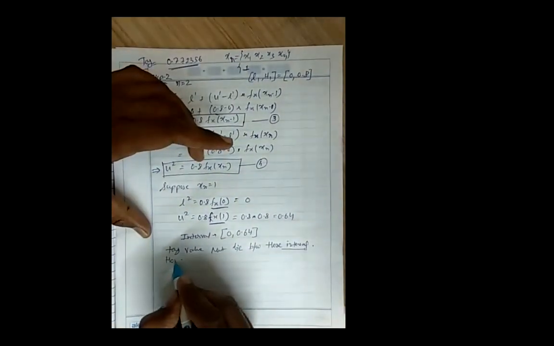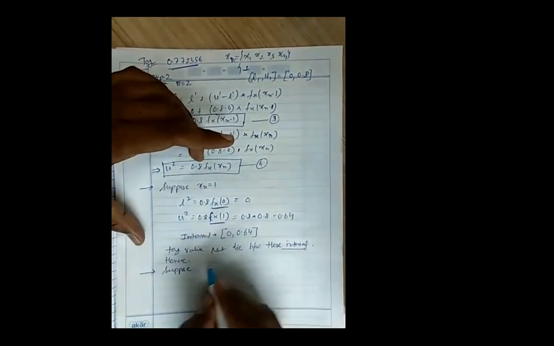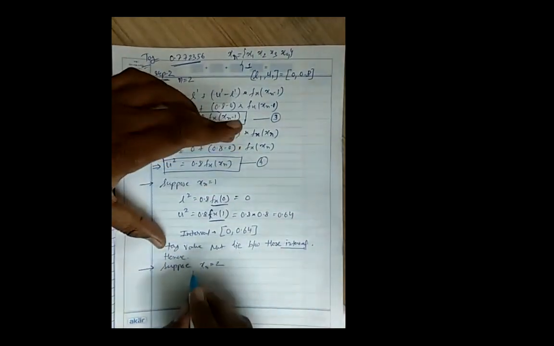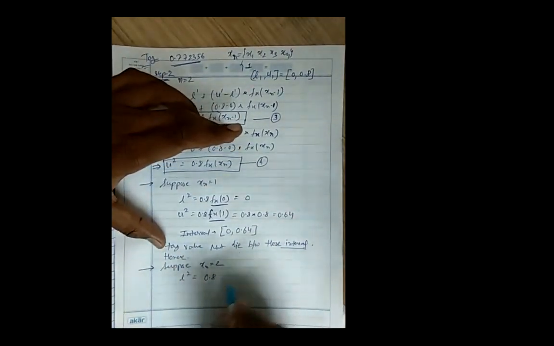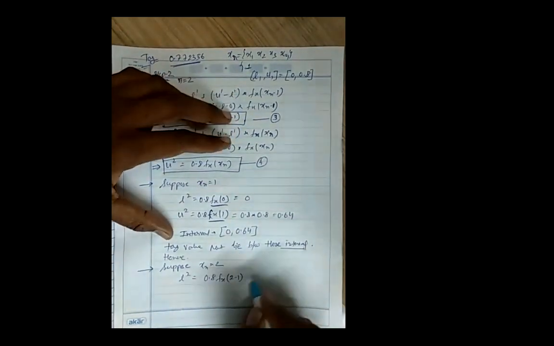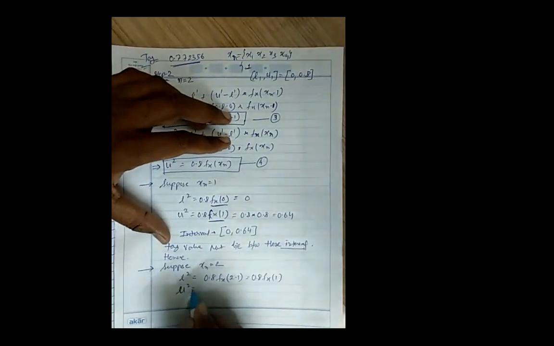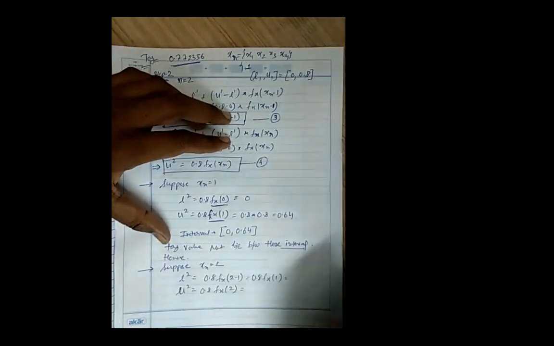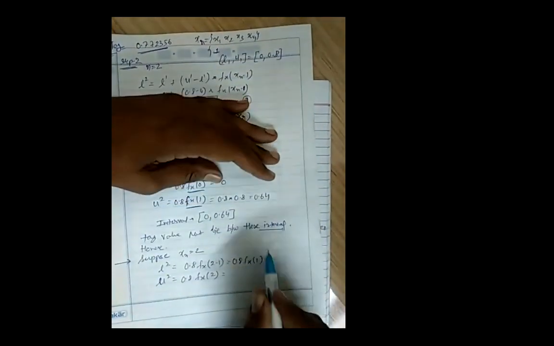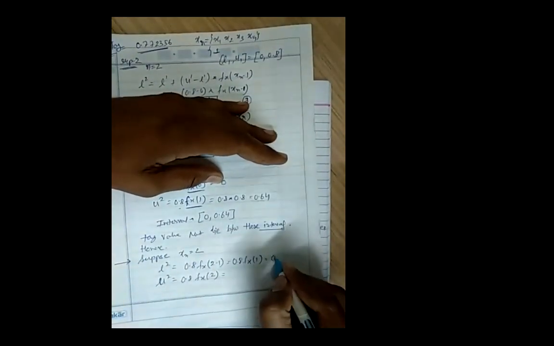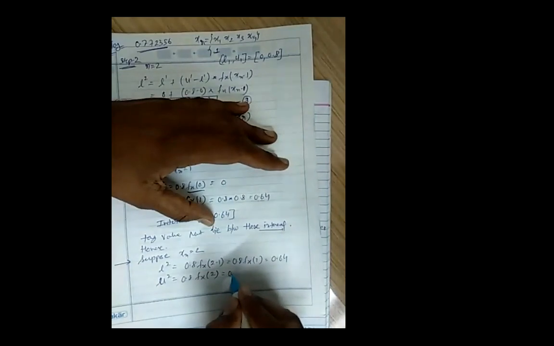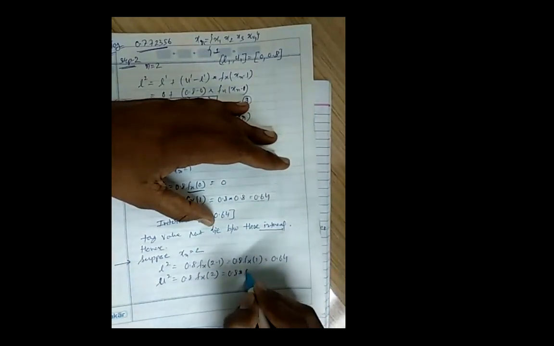Hence, suppose again, we need to start anew, that is xn equal to 2. So again L2, I will take a shortcut here, that is 2 minus 1, it is 1, and U2 will be 0.2 fx2. Here I am calculating the value; since I calculated this previously, I can directly write the value. It will give me 0.64, and here it is 0.8 multiply 0.82.